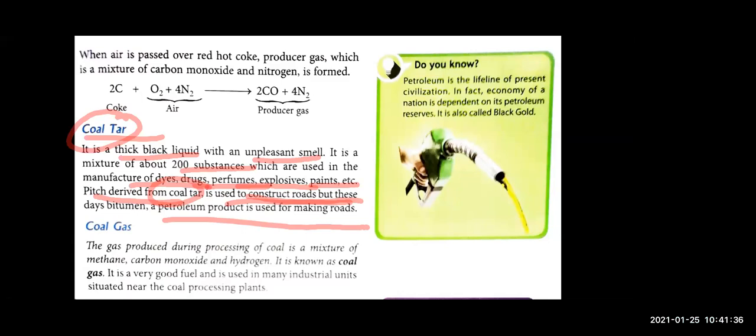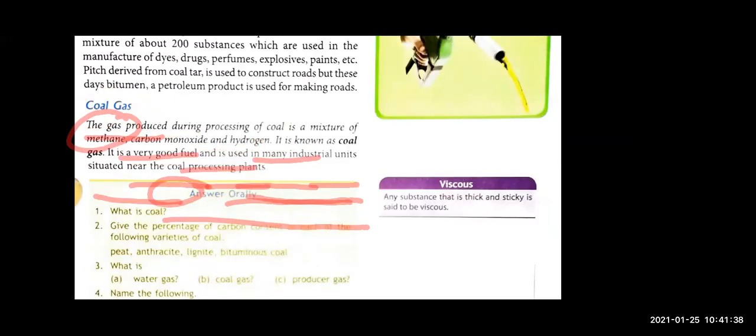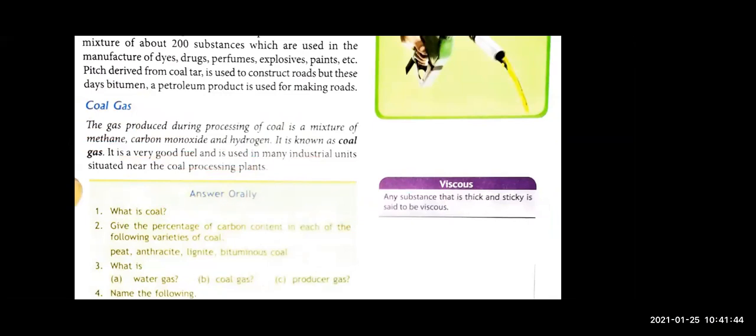Let's talk about the next product which is obtained from the destructive distillation of coal. First one was coke, second is coal tar, third is coal gas. As the name suggests, it is a gas. It is a gas that is produced during the processing of carbon. When you are burning carbon at very high temperature in absence of air, then a gas is produced. That gas is a mixture of methane, carbon monoxide and hydrogen. And this gas, in which there are these three, methane, carbon monoxide and hydrogen, is known as coal gas.